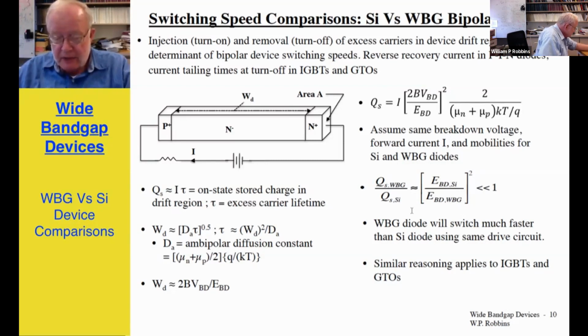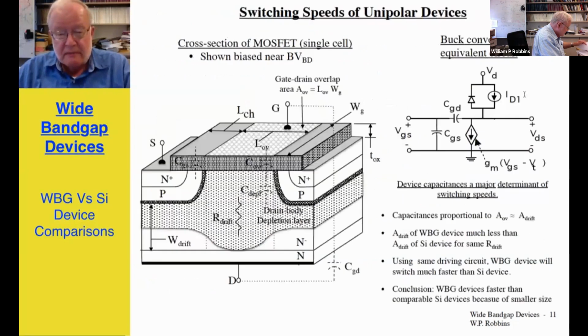the ratio of the stored charge in the wide bandgap material divided by the stored charge in the silicon device is proportional to the square of the breakdown field strength of silicon divided by the breakdown field strength of the wide bandgap device. And this is going to be much less than 1. And so the wide bandgap diode will switch much faster than a silicon diode using the same drive circuit. And similar reasoning would apply to IGBTs and other bipolar devices such as GTOs and thyristors.